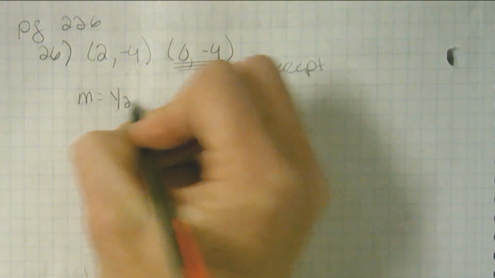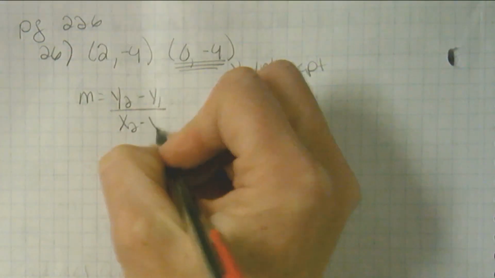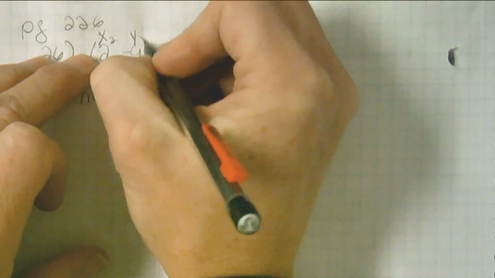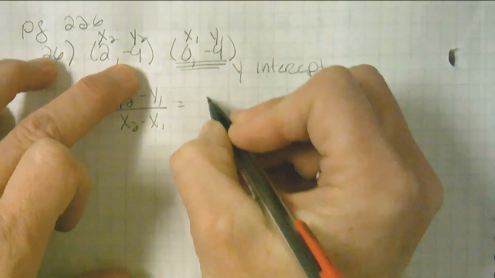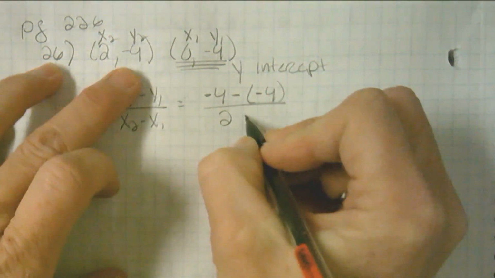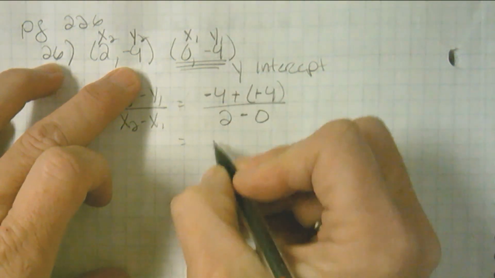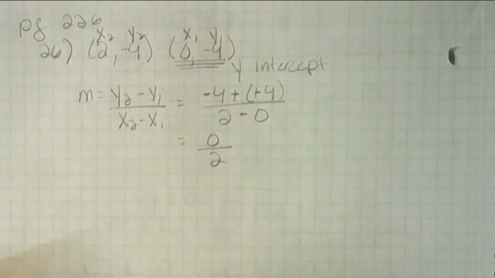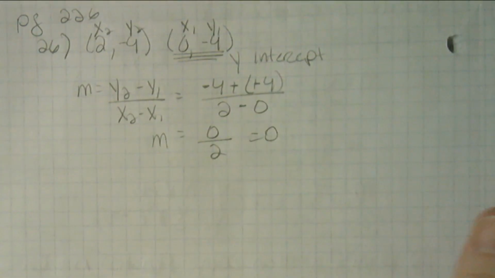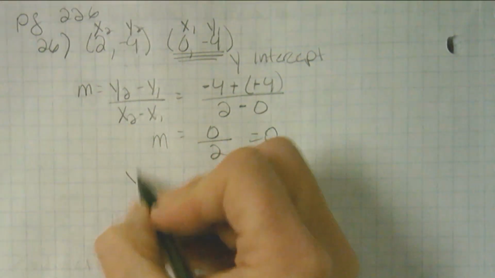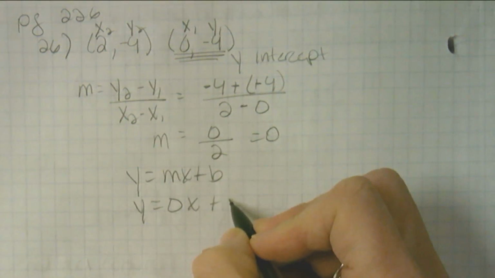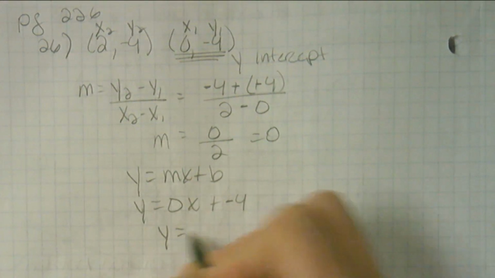So my slope is y2 minus y1 over x2 minus x1. This is going to be my x2, y2, and this is going to be my x1, y1. So I have negative 4 minus a negative 4, divided by 2 minus 0. If I do the opposite, I end up with 0 over 2. Well, there's my slope. My slope equals 0. So if I put this in y equals mx plus b, I get y equals 0x plus a negative 4, so that means y equals negative 4.